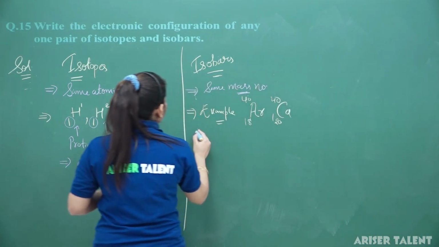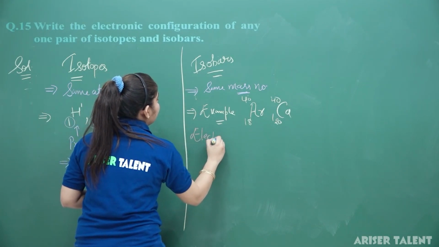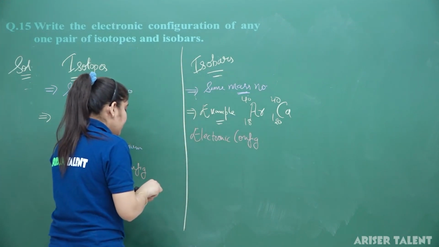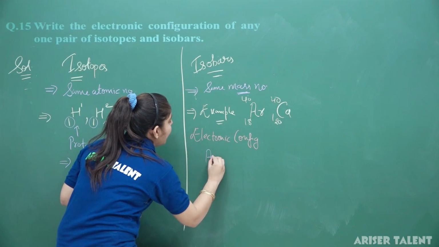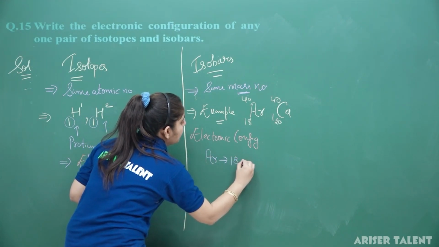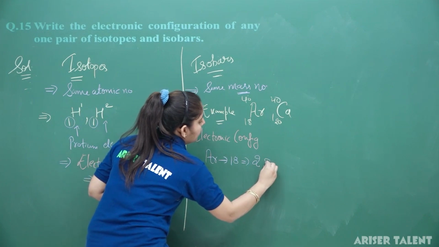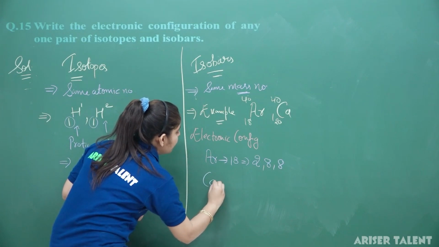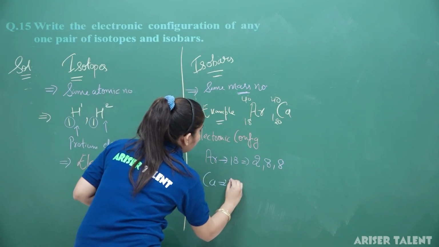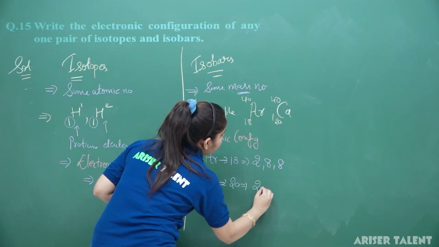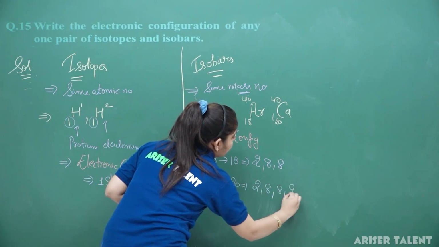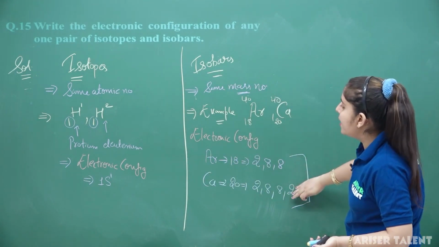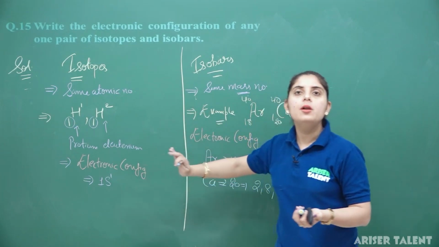Now what we want to do? We want to write the electronic configuration of these atoms. So the electronic configuration in case of argon, that is atomic number 18, will be 2, 8, 8. But if I consider the case of calcium, that is 20, it will be 2, 8, 8, 2. So these are basically the electronic configurations for isobars, and the same was done for isotopes.